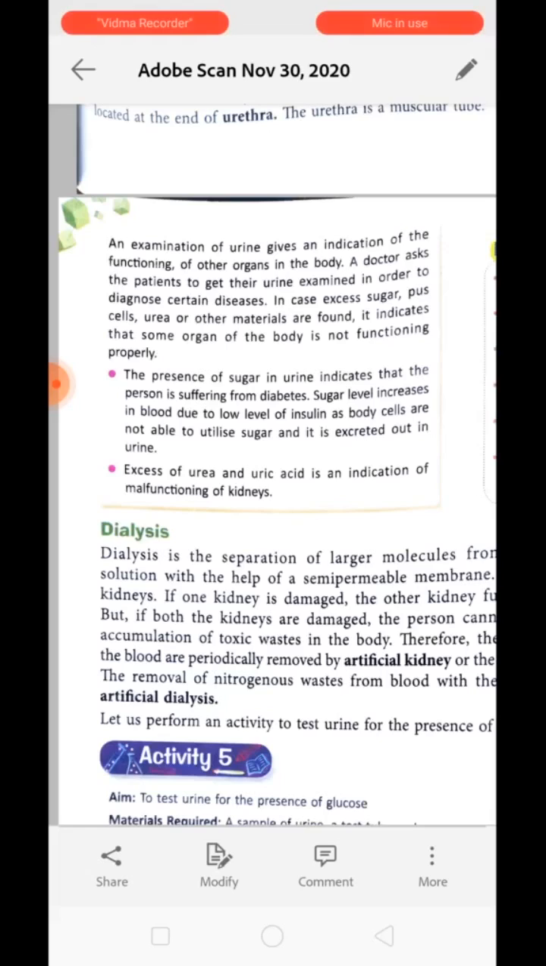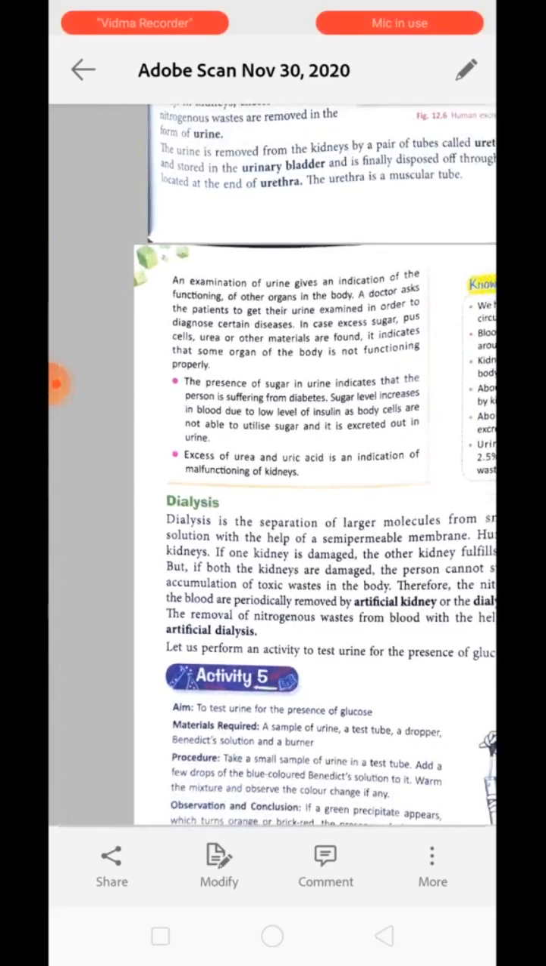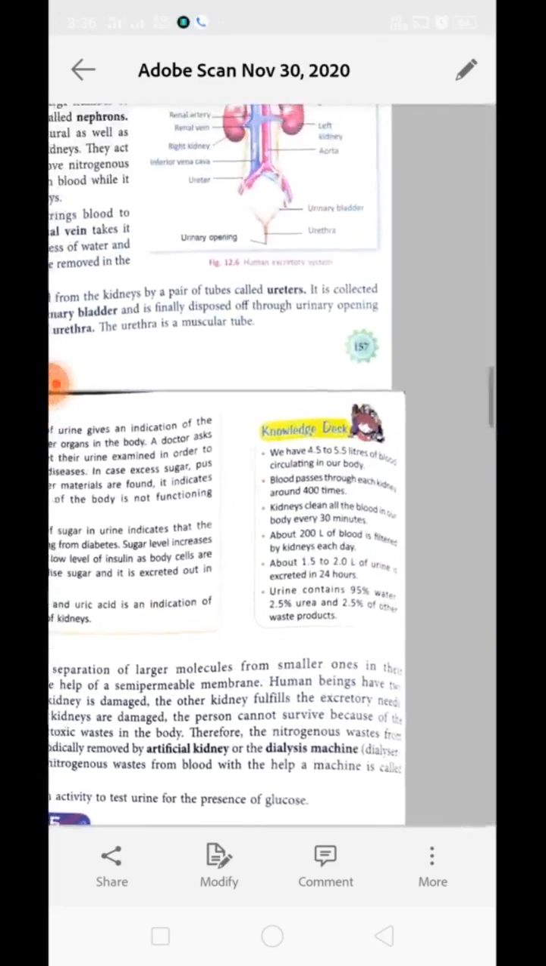Excess of urea or uric acid is an indication of malfunction of the kidney. If the kidney is not properly functioning, it means urea and uric acid have not been completely removed from the body, and this will create a great problem for us.